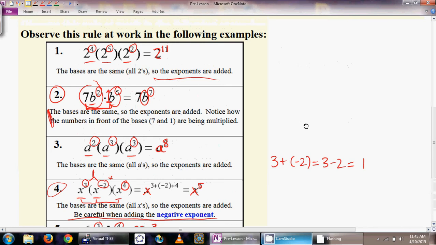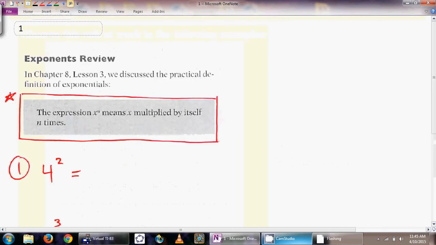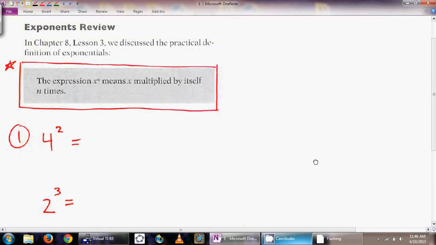So now that we got that out of the way, let's move on to our lesson on exponents with fractions and negatives. You can review this if you like, but let's move on. So, exponent review. Ignore this little piece here. The expression x to the n means it's the base x multiplied by itself n times.